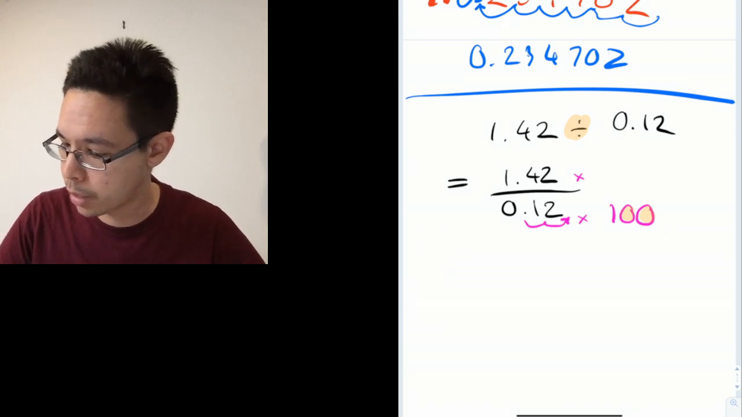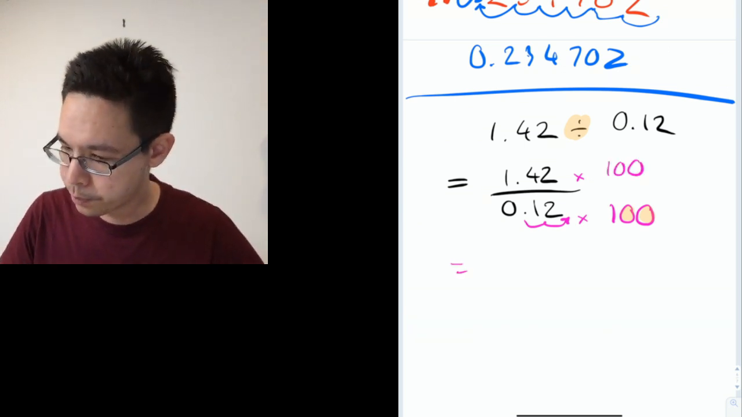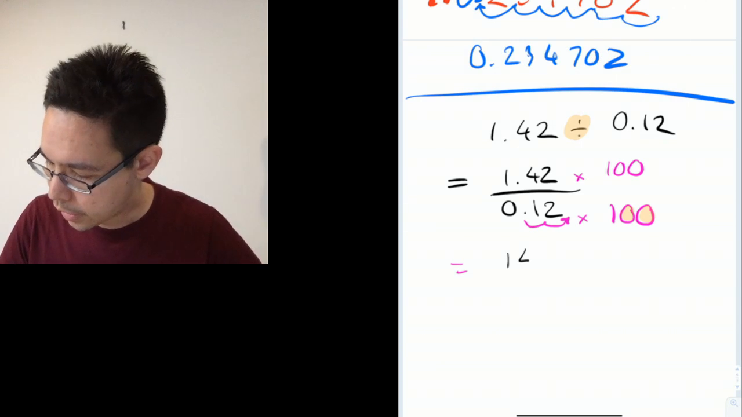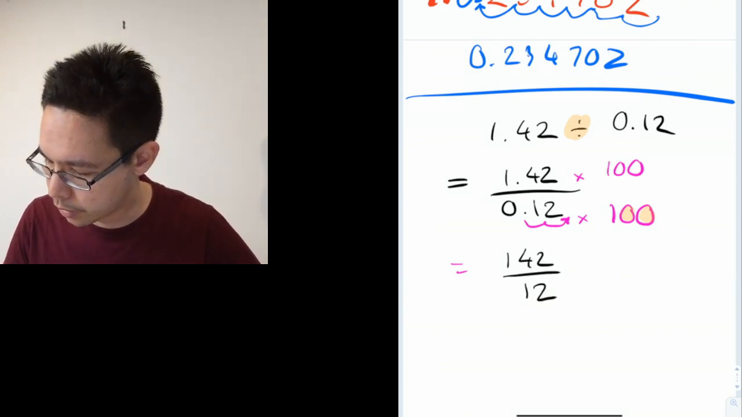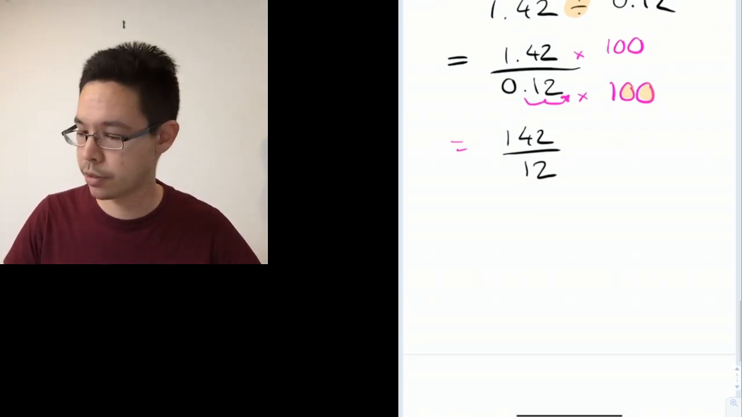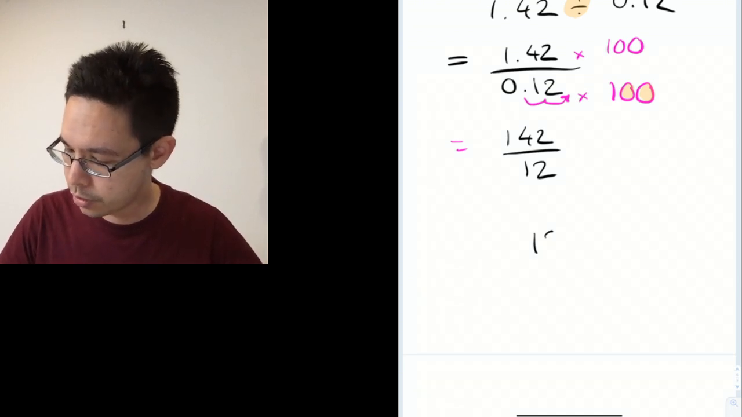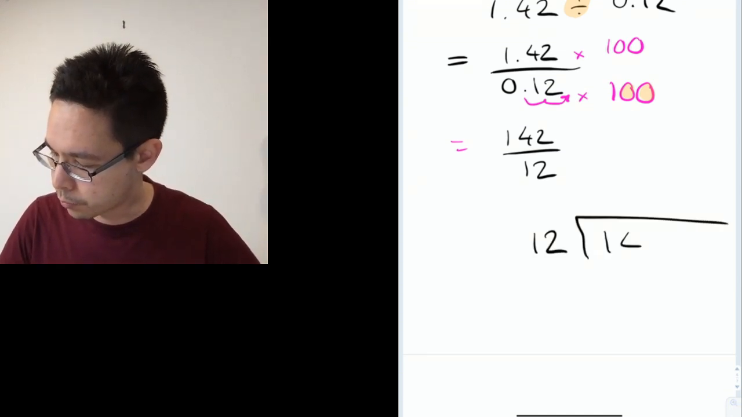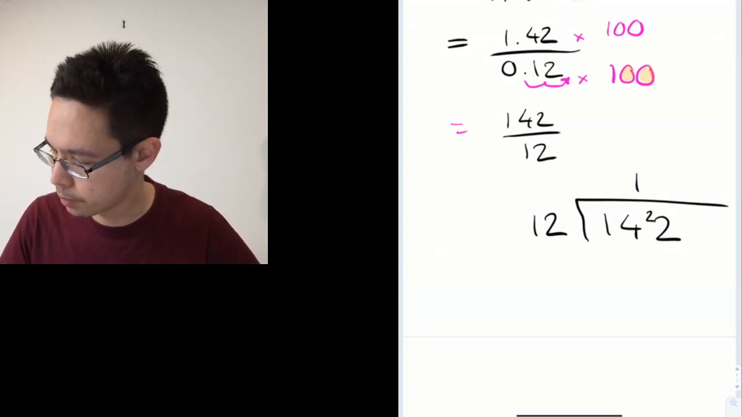So I'm going to times by 100, same thing top and bottom. So I should get 142 all divided by 12. And then to proceed from there, we can chuck that through short division. And now I'm regretting my decision to use 12 times tables. So it goes in there once with 2 remainder, 22.